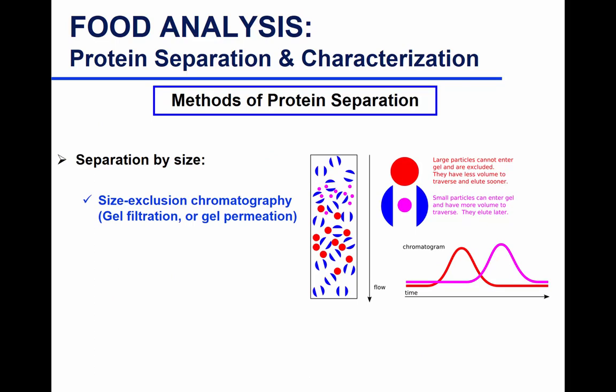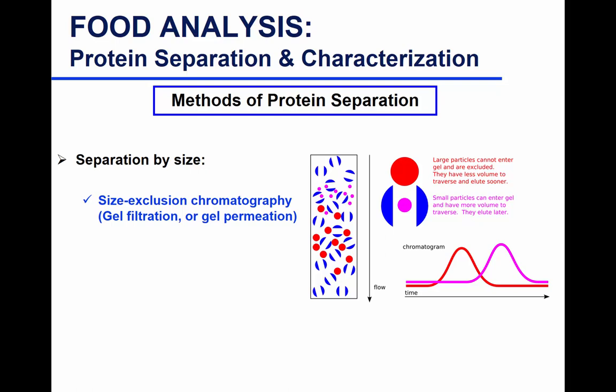Separation by size can also be done by chromatography, as you learned: size exclusion, also known as gel filtration or gel permeation. Proteins can also be separated based on size, because there are different sizes of protein, ranging from 7 kilodaltons all the way to 200 or a little more kilodaltons if they have formed a polymer. So you can separate proteins based on their molecular weight and their structure.